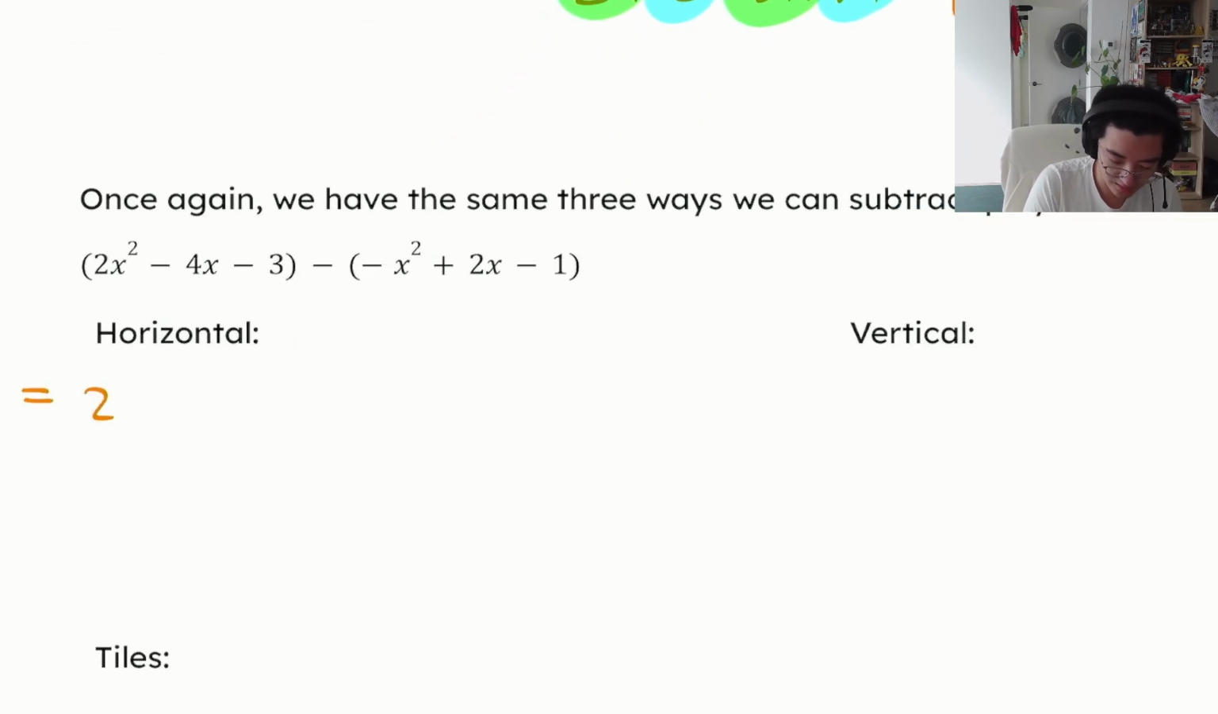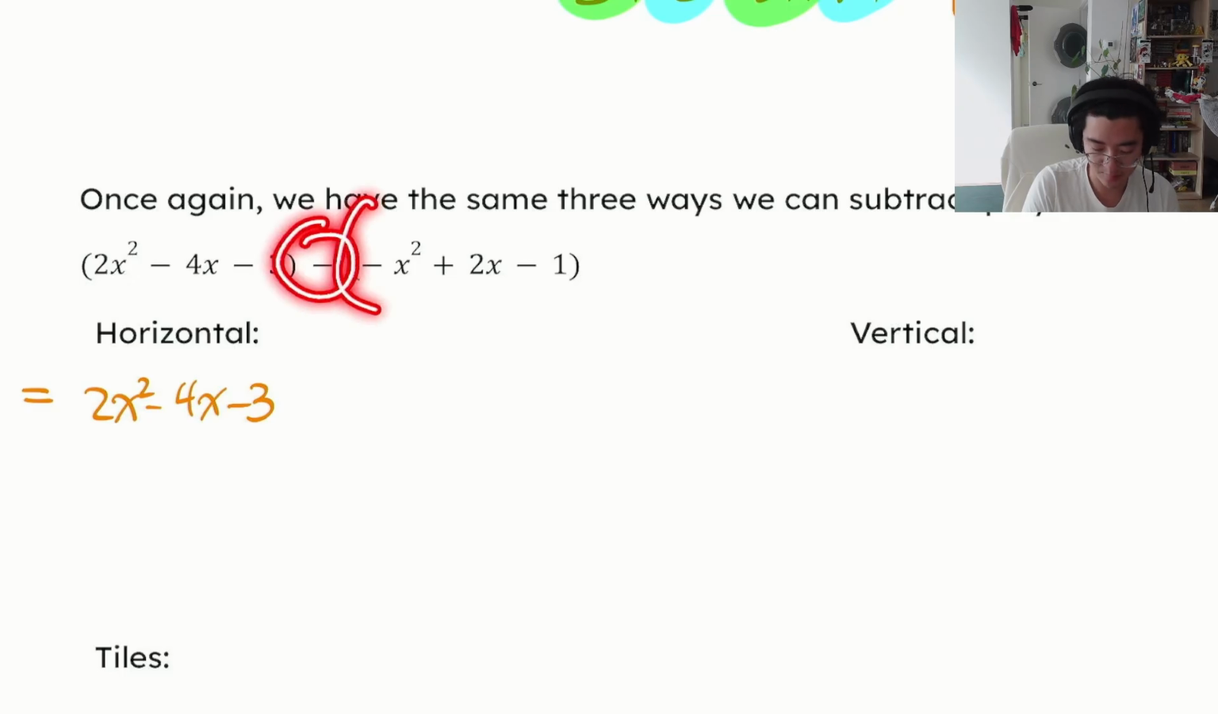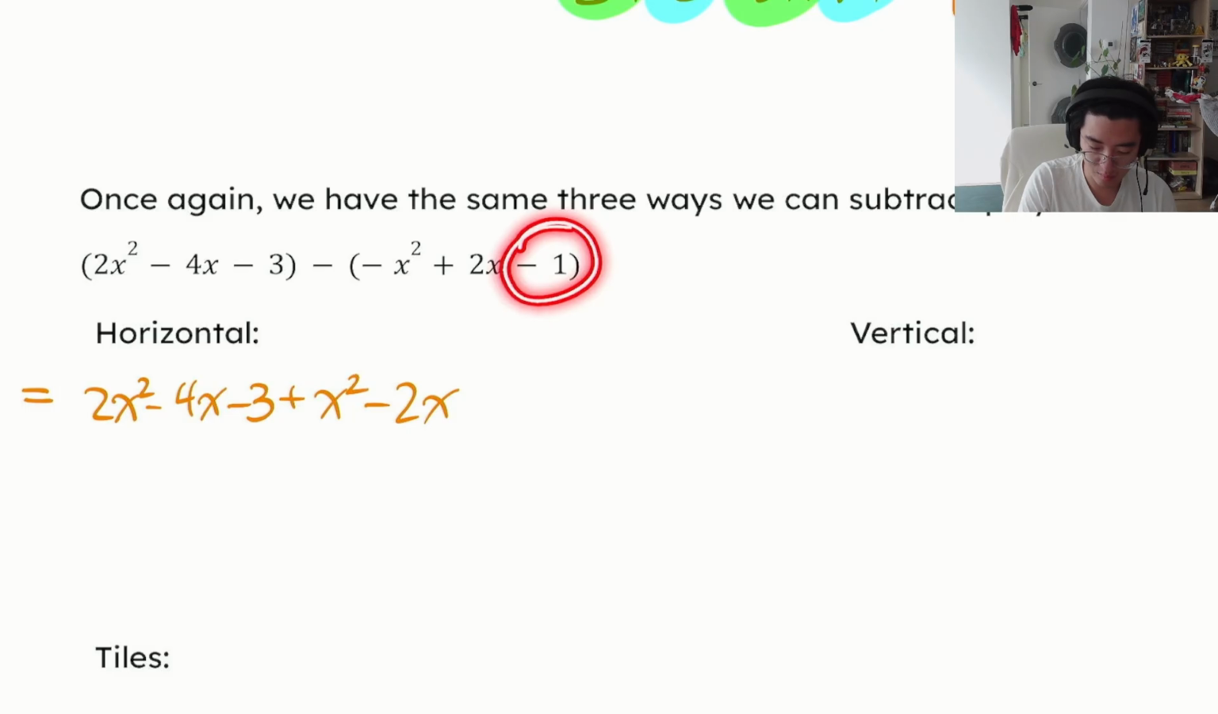Right, so with the horizontal, once again, the first bracket stays the same. Second bracket, right, we got negative or minus x squared. And we also have a minus sign in front of this bracket. So we flip all the signs. Minus x squared becomes plus x squared. Plus 2x becomes minus 2x. Minus 1 becomes plus 1. Just like that.